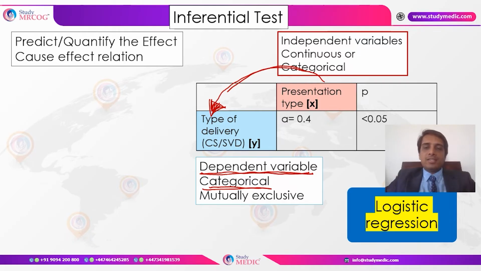Also in logistic regression, we again get y is equal to a into x plus etc plus b, and we get an r square value. Now how do you use these a values, association values, and how to find out the odds of type of delivery using logistic regression when there are different types of presentation, etc.